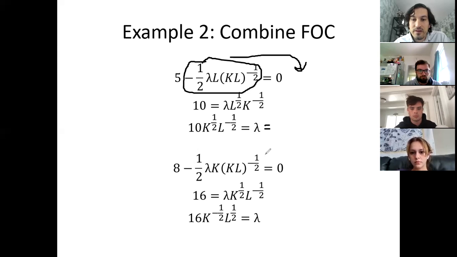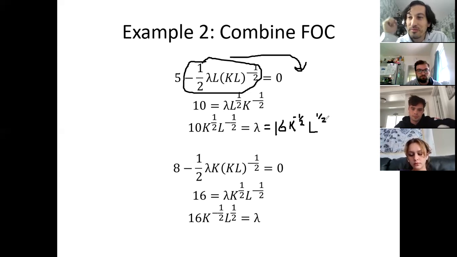What I have found for lambda, it's something now 16. Oh, that's a bad 6. K to the negative 1/2, sorry. L to the 1/2. Hopefully this class has helped you get better at algebra, and more comfortable with using exponentiation and how to simplify exponents, because that's just something you do a lot in economics.